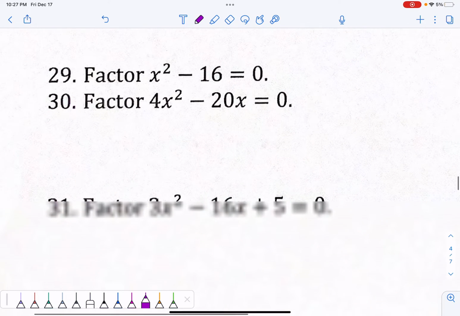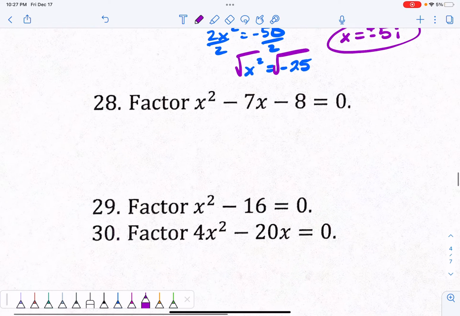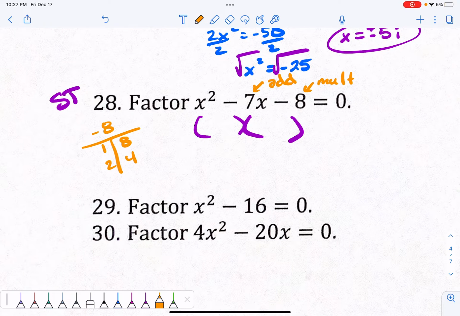28 and 29 and 30 and 31, those are all the factoring methods that we've gone over. So when we're factoring, we have the simple trinomial, that is this first one. When you're breaking it down, you're looking to multiply to get this number, but when you add them, give you this number. If we're trying to get negative 8, we could do 1 and 8 or 2 and 4. But if we want it to add to be negative 7, we have to do the 1 and 8 combination.